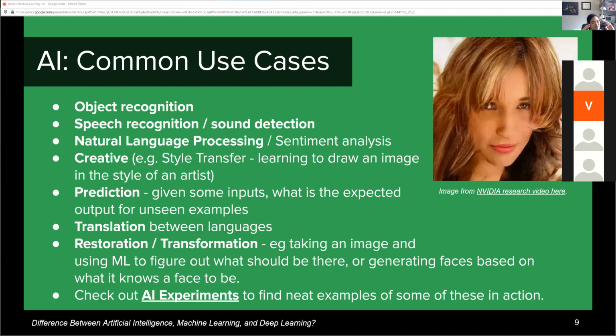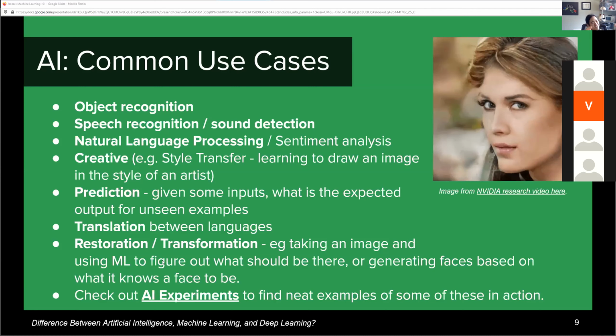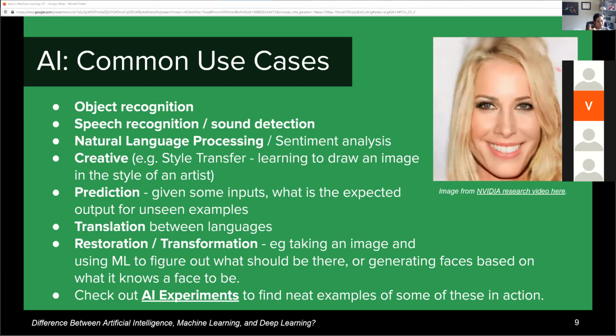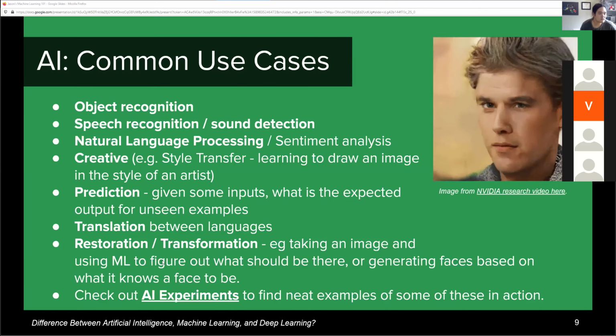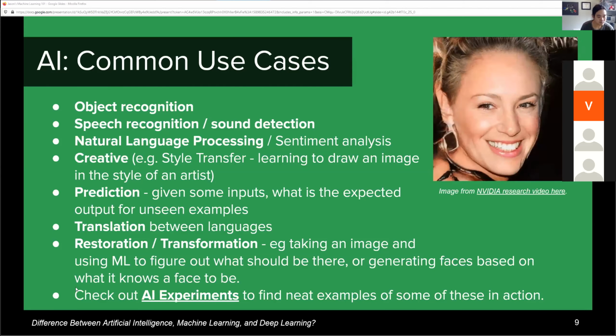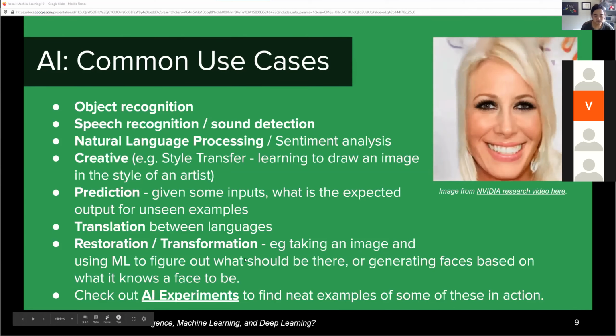So you can generate a model so that you can predict what instruction is going to come next. And that's pretty useful for things like, for me, side channel analysis in my research, or something like branch prediction, right? You could use it for branch prediction. So yeah. So restoration and transformation, taking an image and using machine learning to figure out what it should be, or generating faces based on what it knows a face should be. Machine learning is an approach to achieve artificial intelligence through systems that can learn from experience to find patterns in a set of data. Okay.